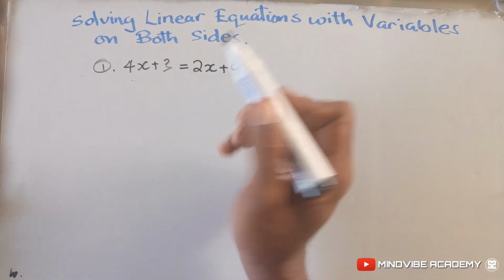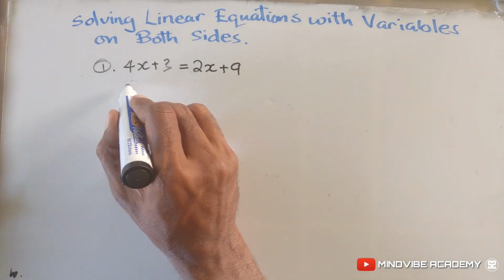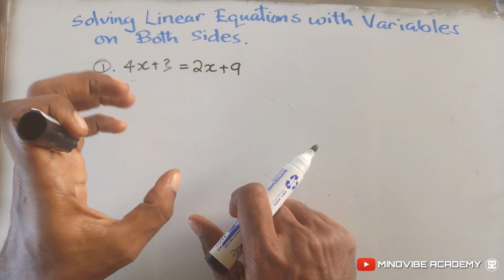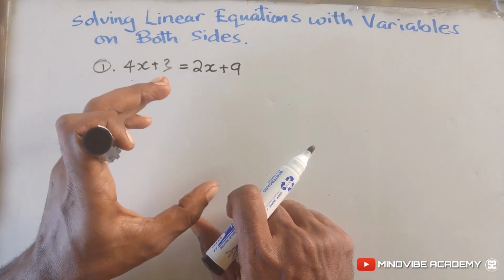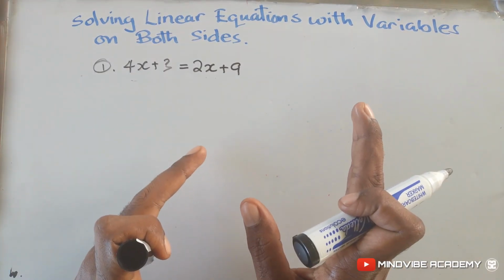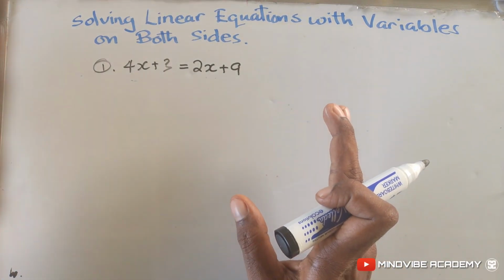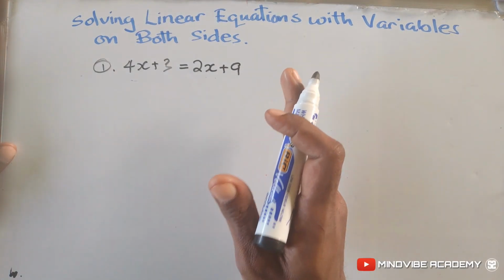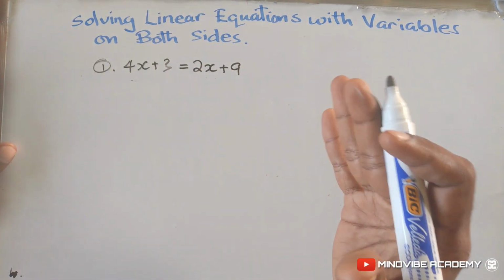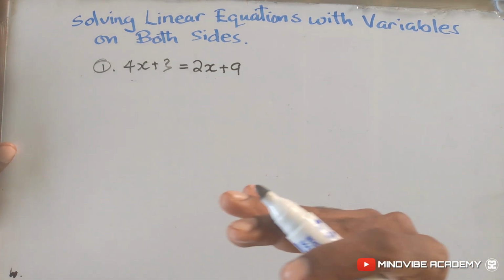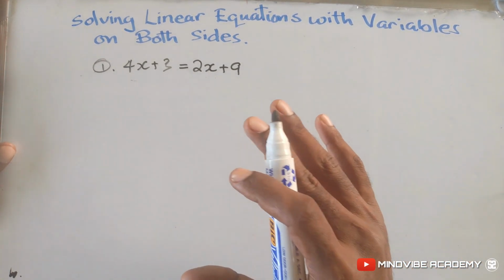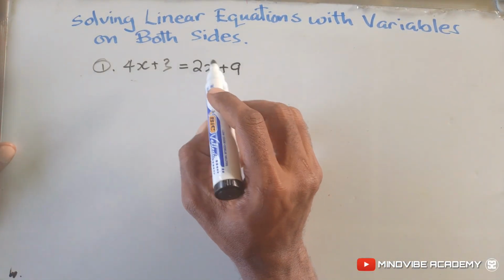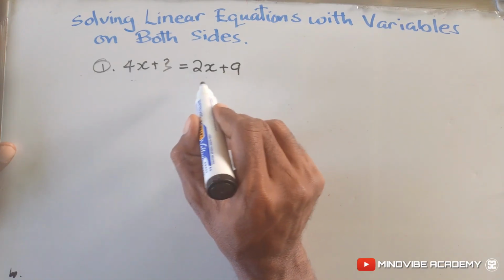So we have variables on both sides. We are first of all going to subtract 2x on the right, and we do the same on the left. Whatever you do to the left, you must do to the right. That's the golden rule you have to know when solving equations. So first of all, we are going to subtract 2x on both sides.